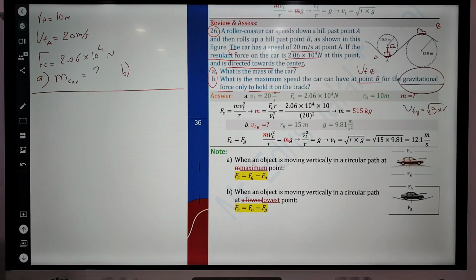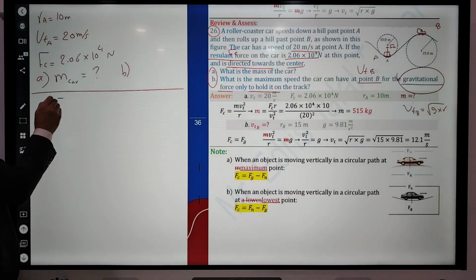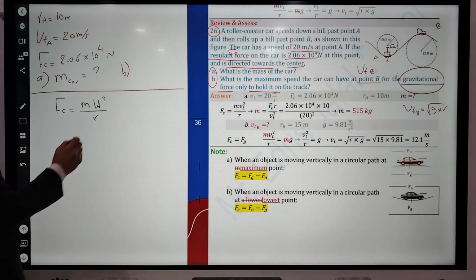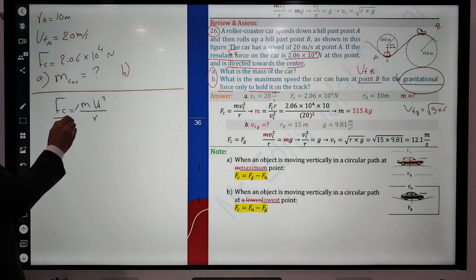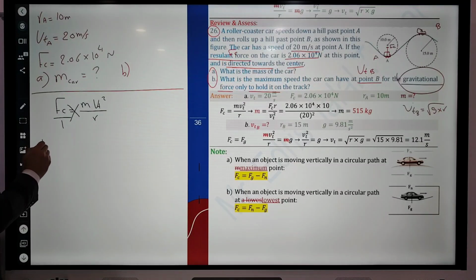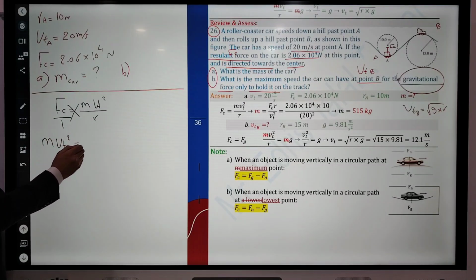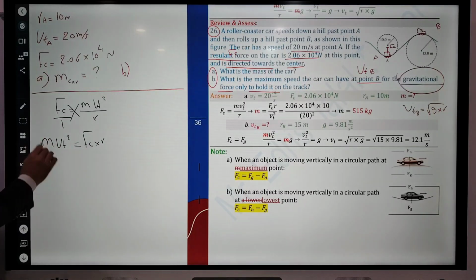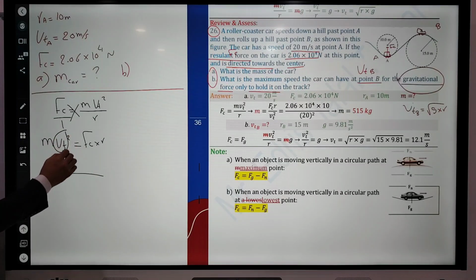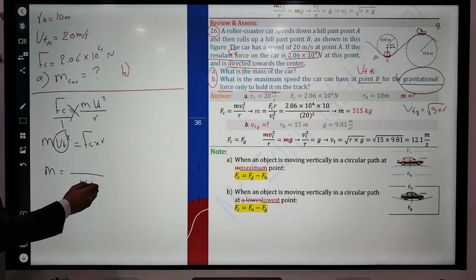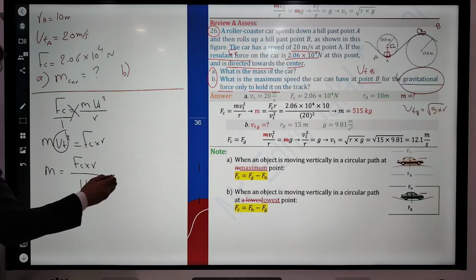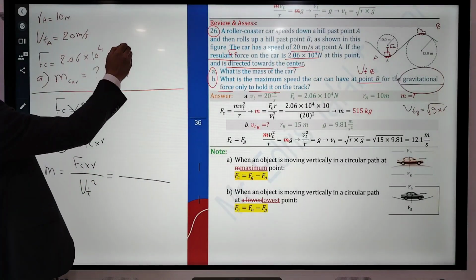To find the mass, because the centripetal force is given, Fc is equal to m Vt squared over R. Rearrange this equation, cross multiply: m Vt squared is equal to Fc times R. What is unknown? m. To find m, Vt goes to the denominator, Vt squared. So what remains in the numerator? Fc times R. Do we have Fc? Yes, it was given.